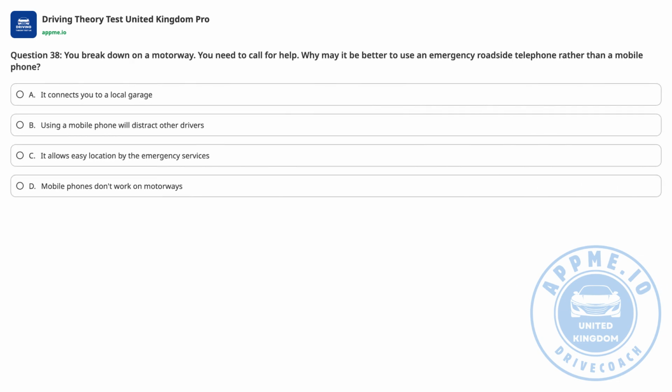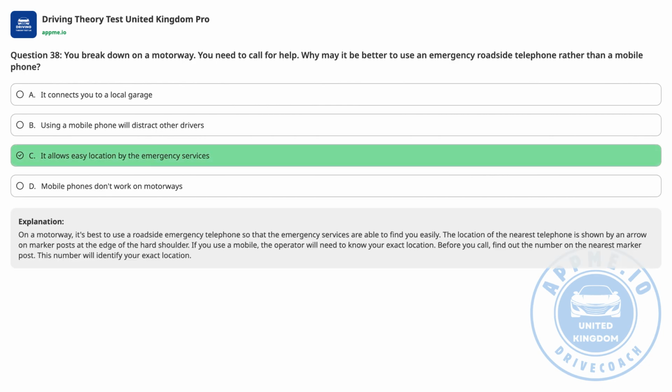Question 38. You break down on a motorway. You need to call for help. Why may it be better to use an emergency roadside telephone rather than a mobile phone? A. It connects you to a local garage. B. Using a mobile phone will distract other drivers. C. It allows easy location by the emergency services. D. Mobile phones don't work on motorways. The correct answer is C.